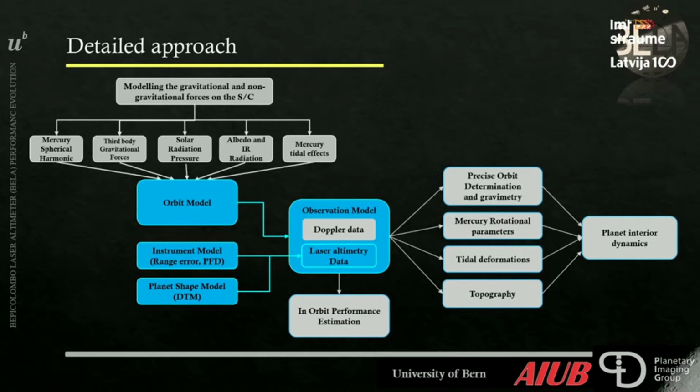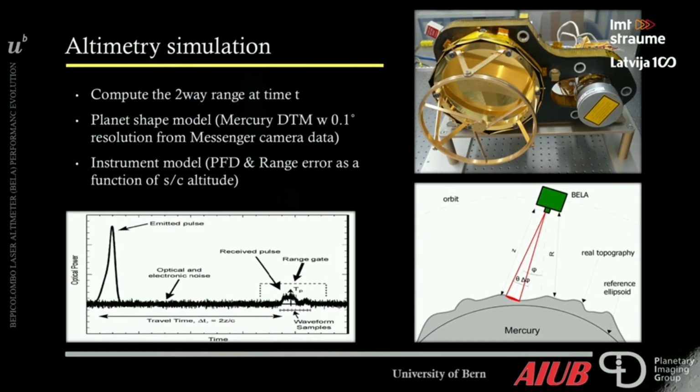After the orbit modeling, the main part is the model of the observation, the model of the laser altimetry observation. So we use the orbital model, a model for the instrument, and a planet shape model, a digital terrain model, to produce this laser altimetry data, synthetic laser altimetry data, actually.